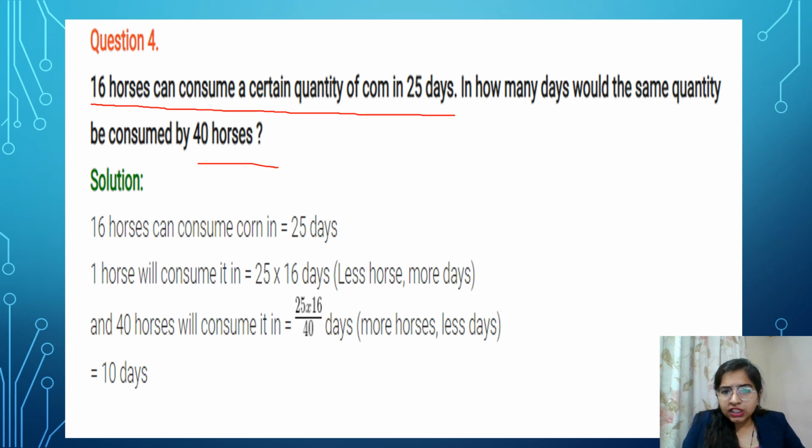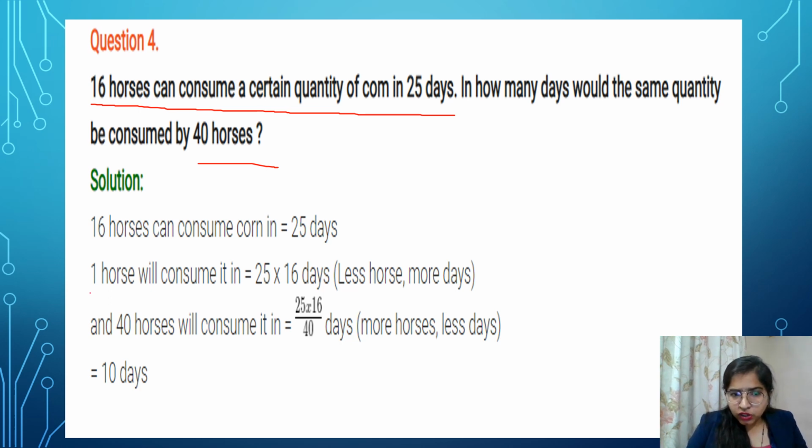Think about it. 16 horses are consuming in 25 days. If you increase the horses, if you put 40 horses, obviously they will consume it in fewer days. So horses are increasing and the days are decreasing. So in these types of questions, we use inverse proportion.